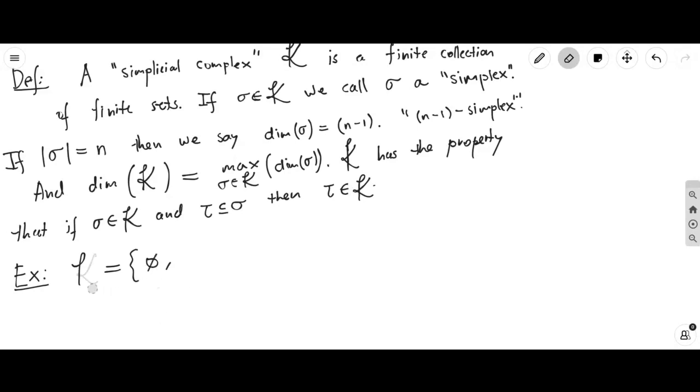So we would always have to include the empty set as part of our complex if we want this property to happen, because if anything is in K, then its subset has to be in K. Unless, of course, K is empty itself, but let's not worry about those silly things. Then you have a set containing a symbol A, a set containing a symbol B, and the set containing A and B together.